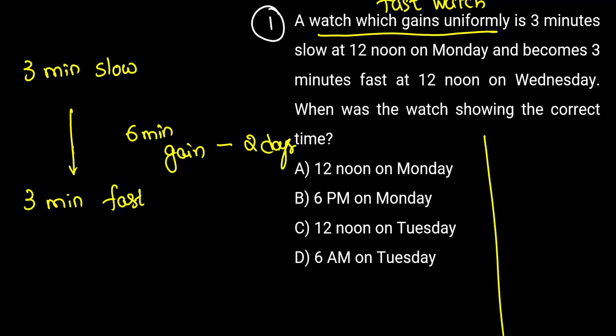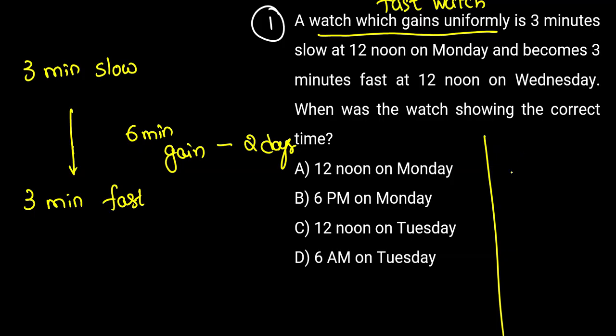Right. Now, sir, listen. When will it be correct? If it gained 3 minutes, it will be correct, no? How much slow is it? 3 minutes slow. If it gained 3 minutes, then your watch will show the correct time only. For gaining 6 minutes, how much time is required?